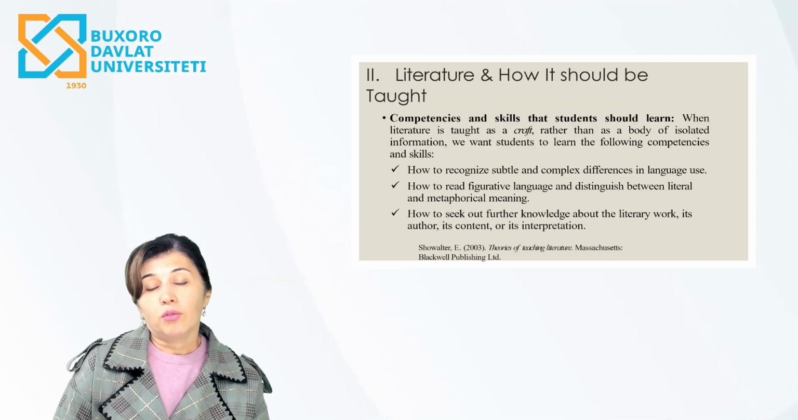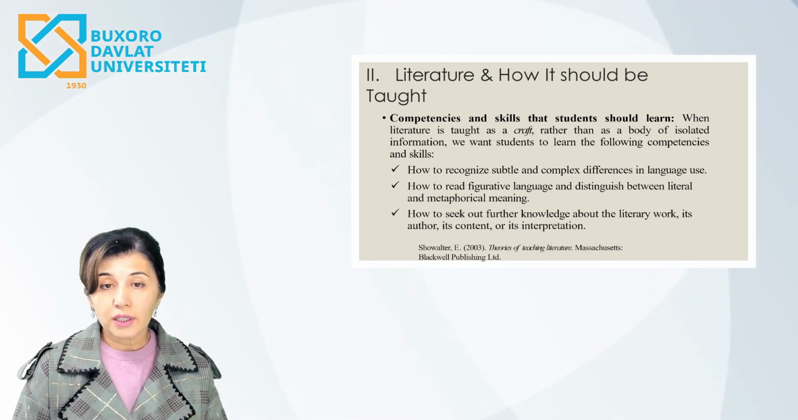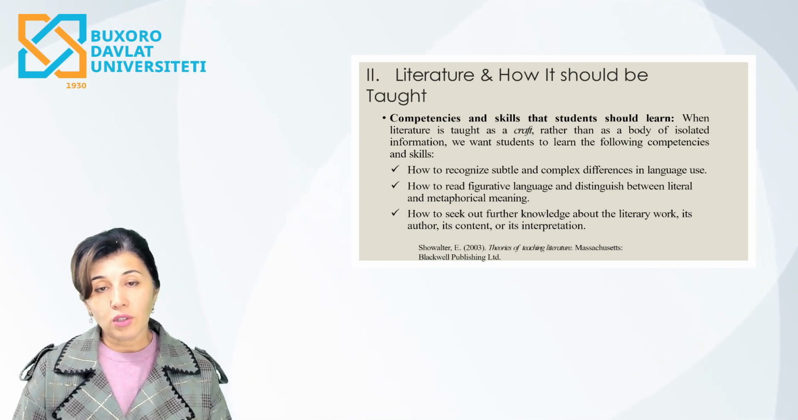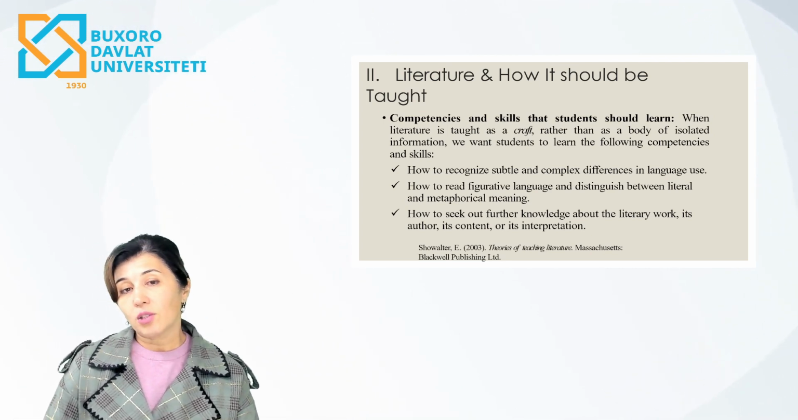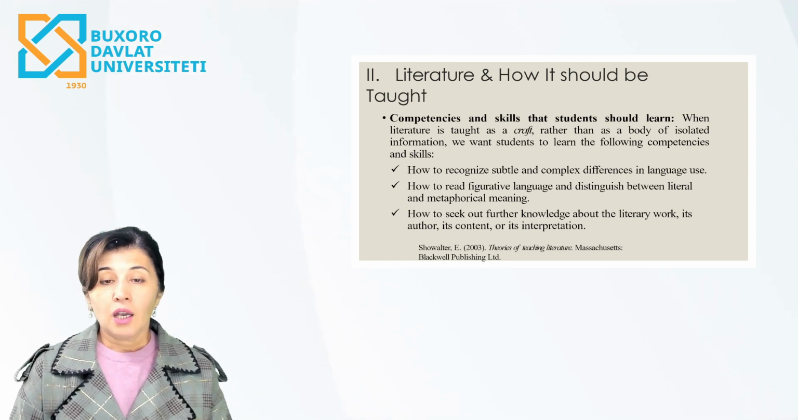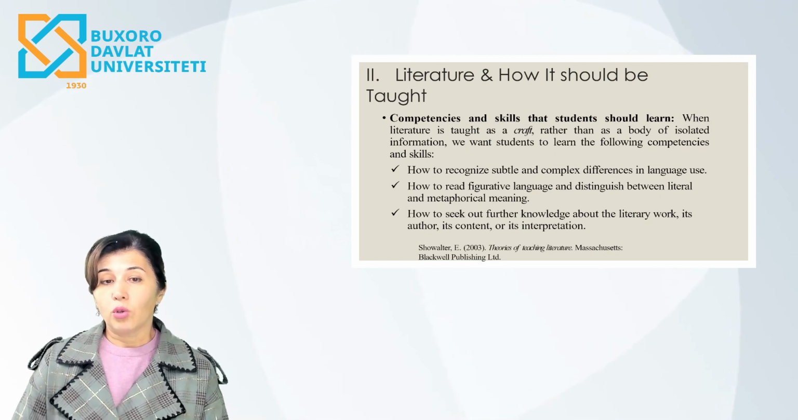So, we have defined the terms concerning the model of literature. We have defined the terms between knowledge of literature and knowledge about literature. Now let's move on to how literature should be taught in class. So, first one is competencies and skills that students should learn.